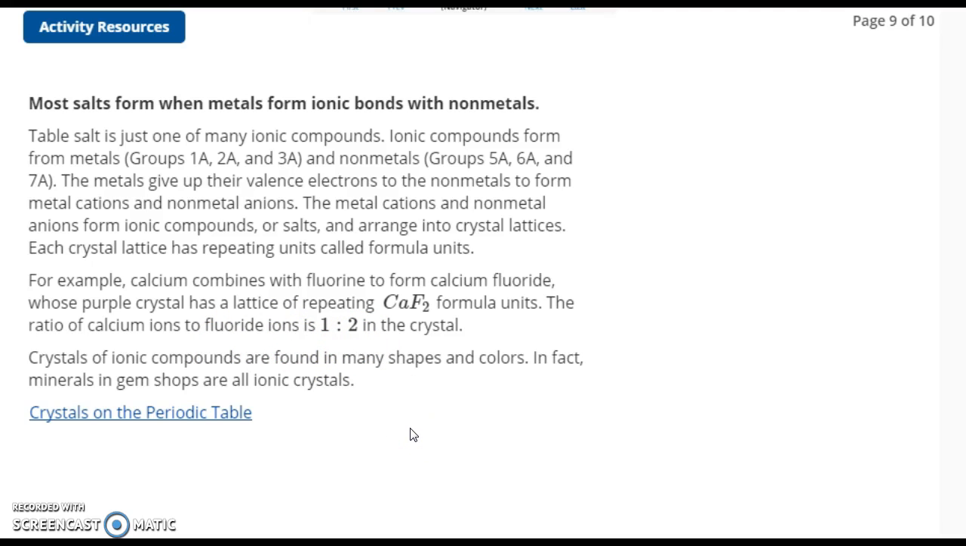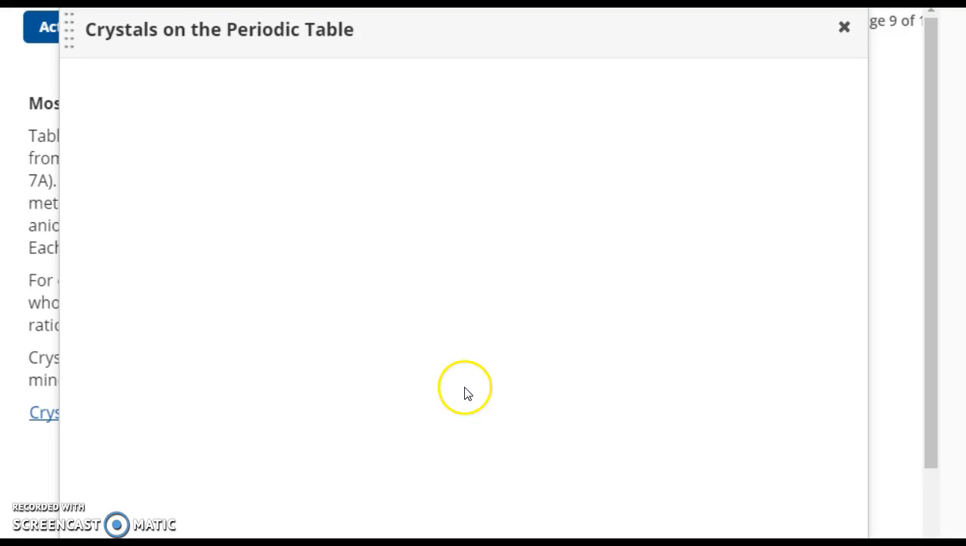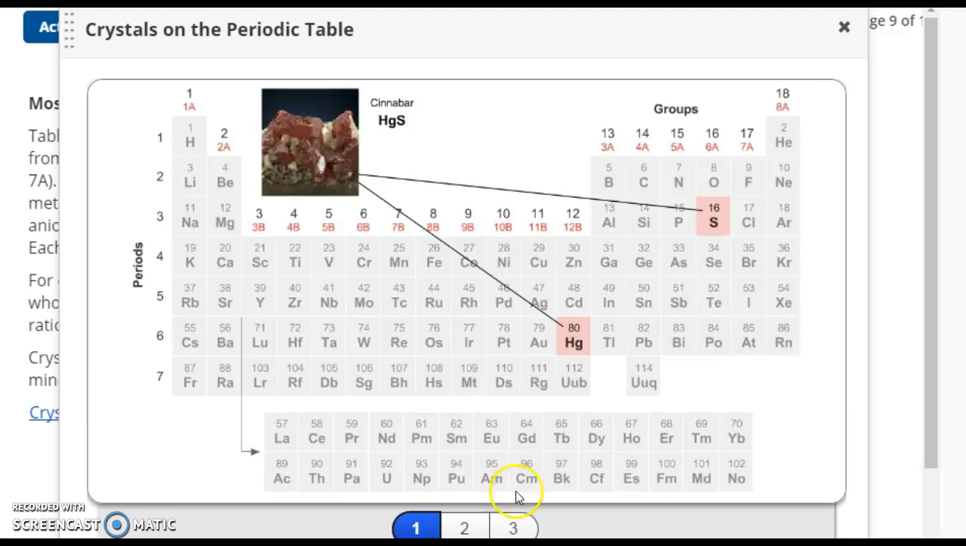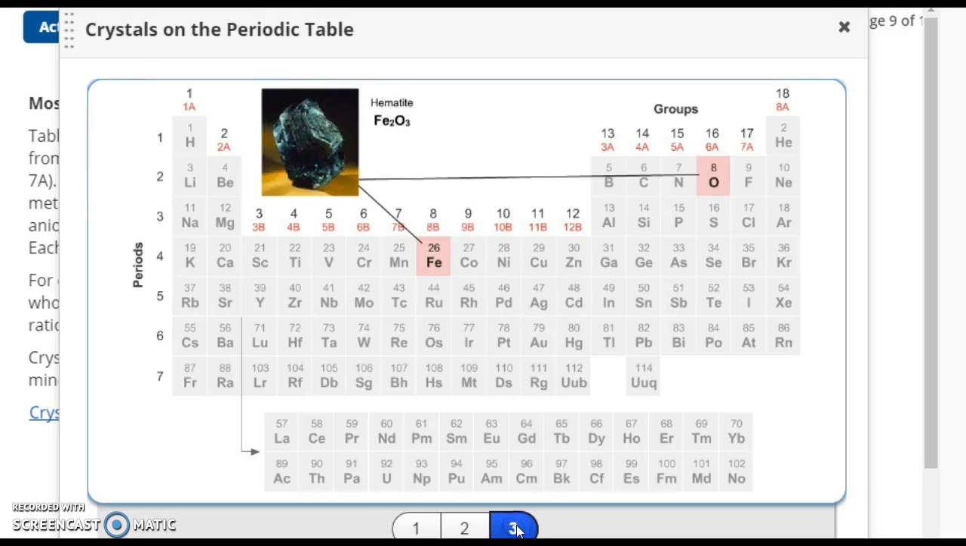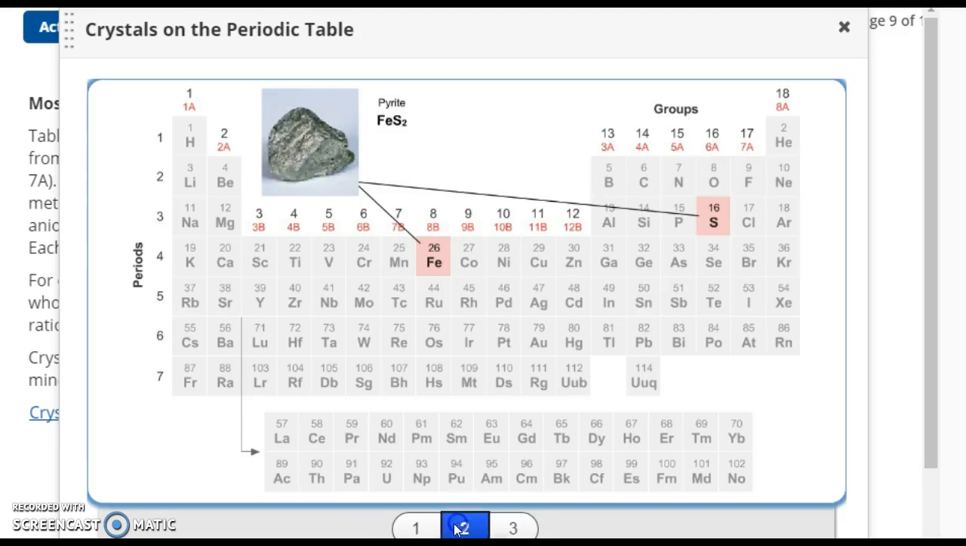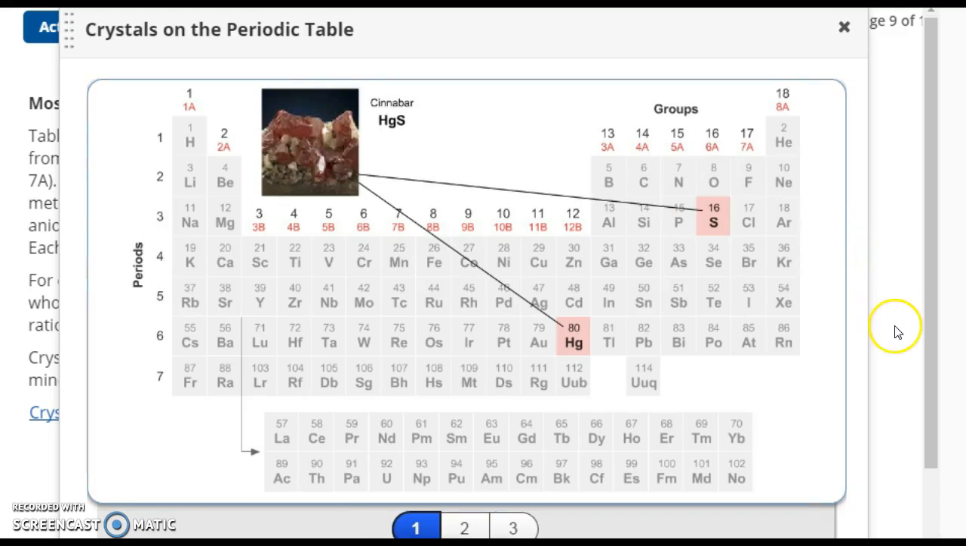Crystals of ionic compounds are found in many shapes and colors. In fact, minerals in gem shops are all ionic crystals. So here's one: cinnabar, pyrite, fool's gold, and hematite, which is iron 3 oxide. Huh, I didn't know that was hematite. That one's really pretty, I think. It's black. Fool's gold and cinnabar.